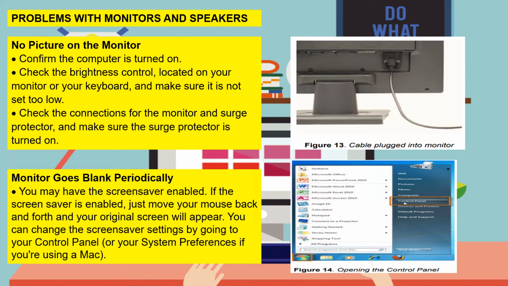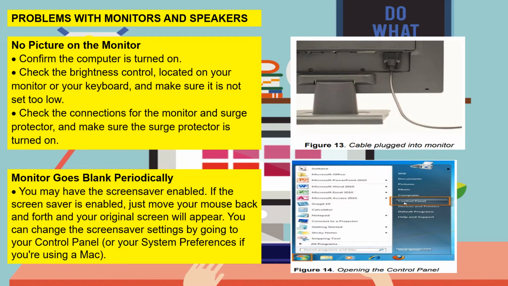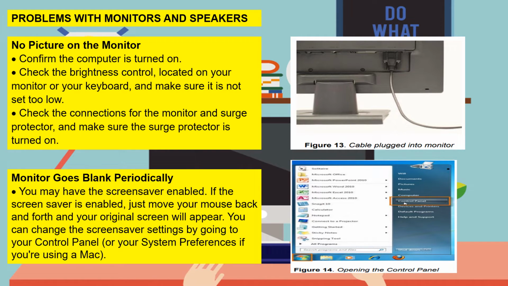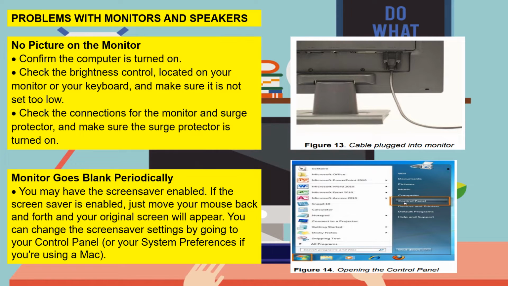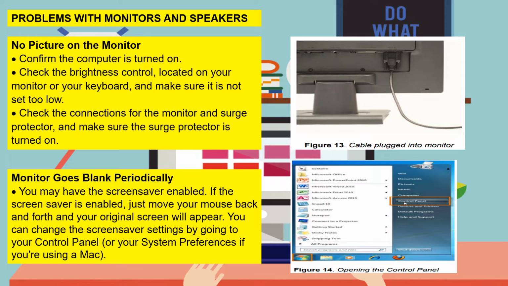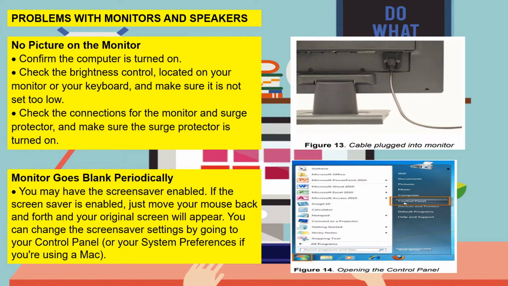Problems with monitors and speakers. No picture on the monitor. Confirm the computer is turned on. Check the brightness control located on your monitor or your keyboard and make sure it is not set too low. Check the connections for the monitor and surge protector and make sure the surge protector is turned on.